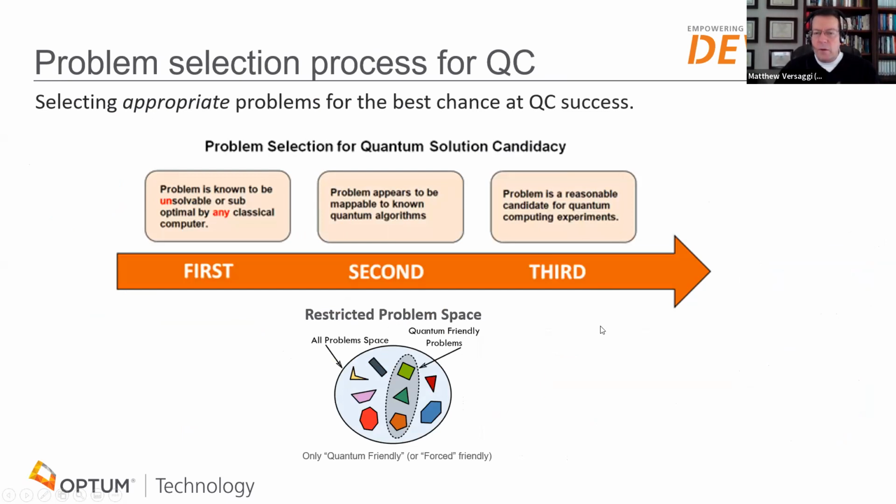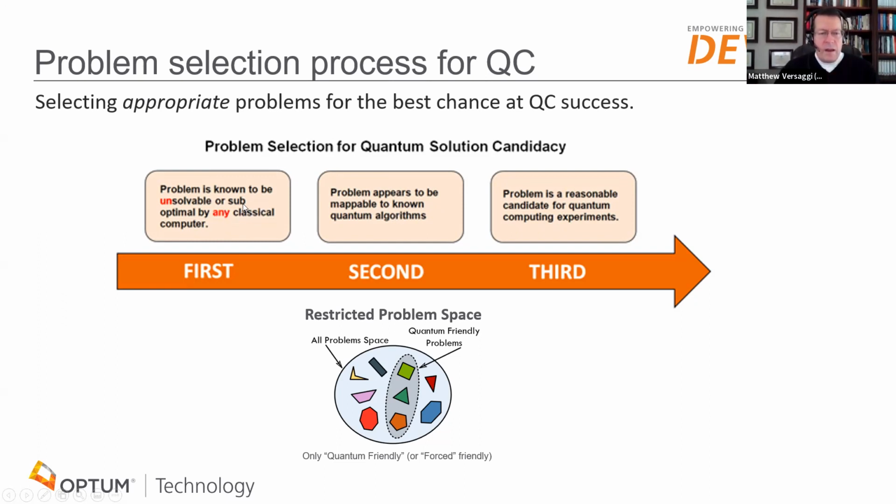So another thing we've noticed in our venture here is that there's a process for selecting quantum problems and their solution candidacies. If the problem is known to be unsolvable or suboptimal on any classical computer, those are the kind of problems that you can shunt along and say, yeah, this is one we want to try to do with quantum. If it's solvable on a classical computer, don't worry about it. Don't solve it on a quantum computer. You're wasting your time, unless there's lessons to be learned from that.